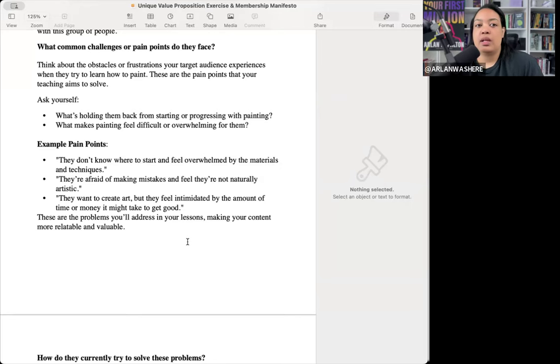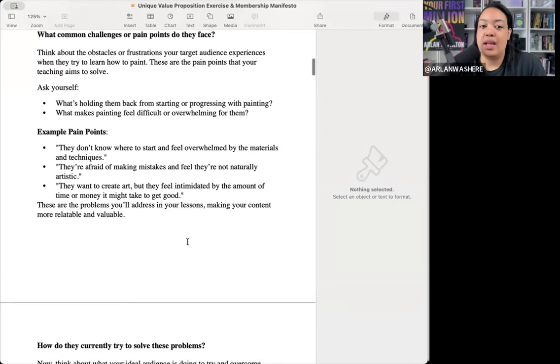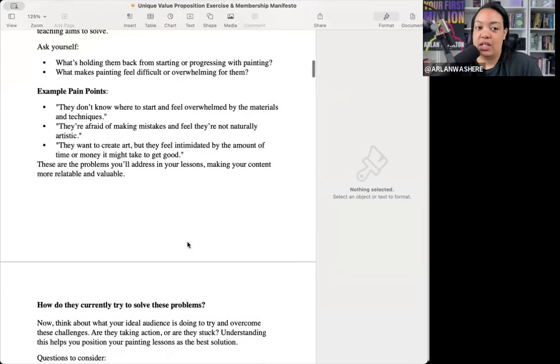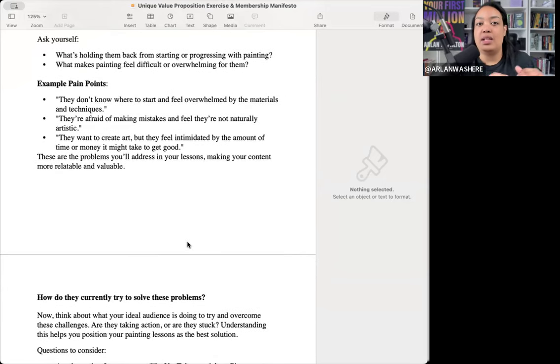For example, they don't know where to start and they feel overwhelmed by the materials, the equipment, the techniques, right? Another example is they're afraid of making mistakes and they feel they're not naturally artistic. Another is they want to create art, but they feel intimidated by the amount of time or money it might take to get good at it. These are the problems that you can address in your lessons when you build out your membership.